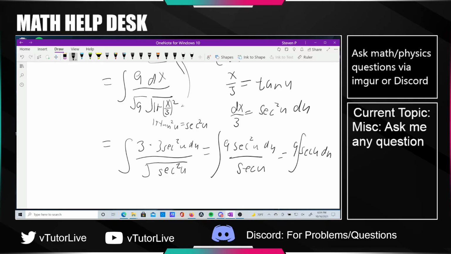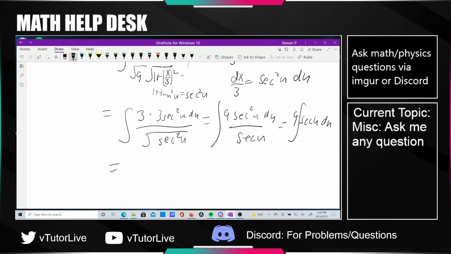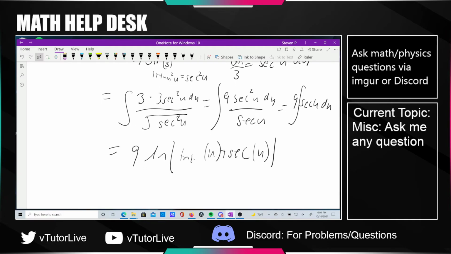Right? And again, secant was one of those slightly nasty ones. I think you just got to go, you know, it's nasty, but it's also standard, right? You should be able to find it in your textbook. But this just ends up being equal to 9 ln of tan of u plus secant of u. Right? But we're not done because we need to plug this back in for x.